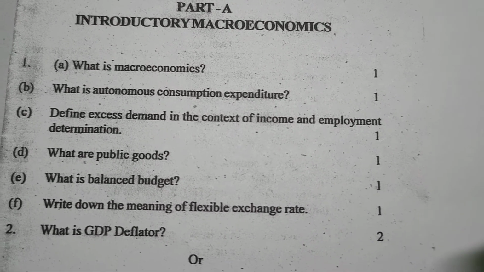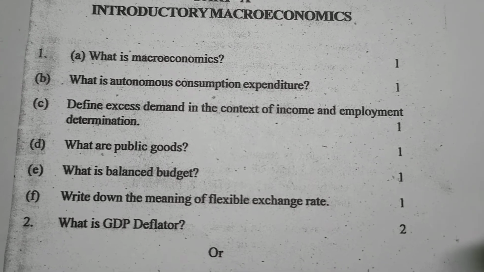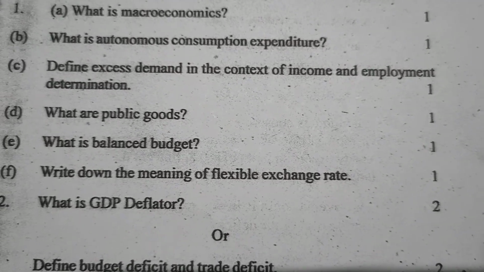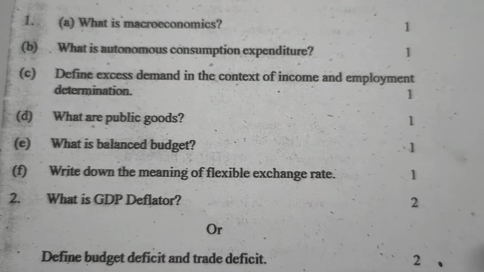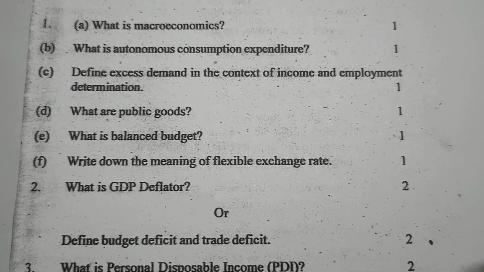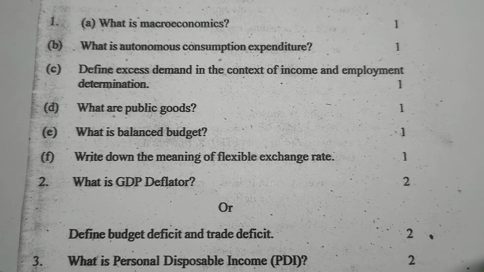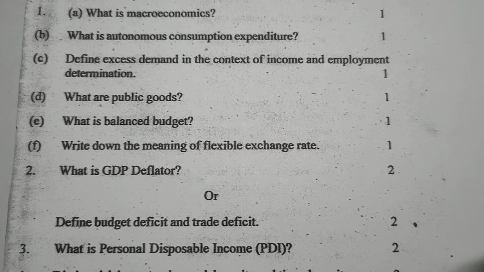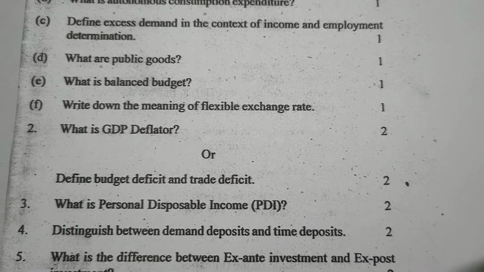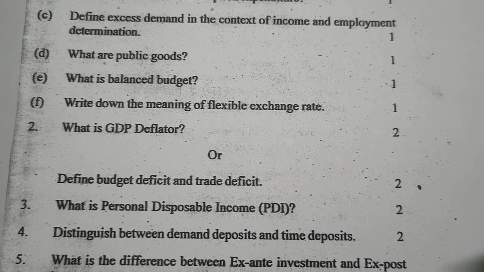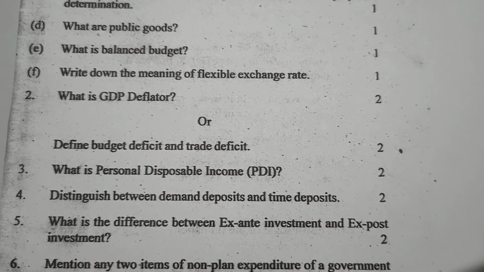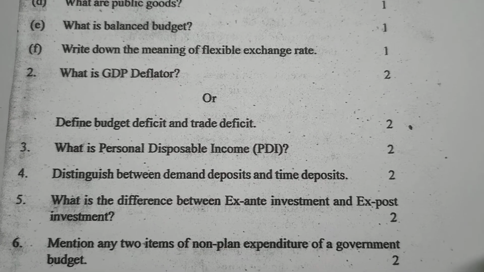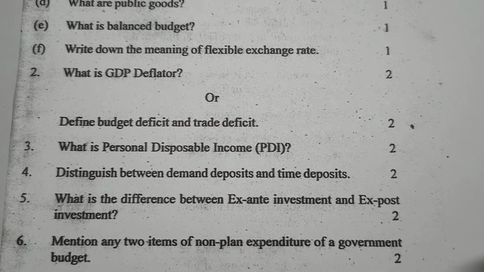Number 1, mark 1. A. What is microeconomics? B. What is autonomous consumption expenditure? Mark 1. C. Define excess demand in the context of income and employment determination. Mark 1. D. What are public goods? E. What is a balanced budget? F. Write down the meaning of flexible exchange rate.